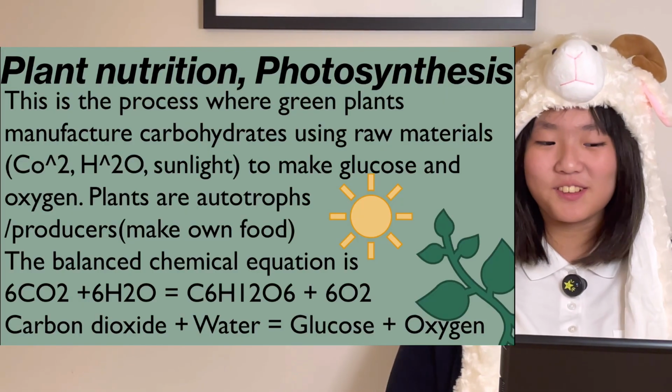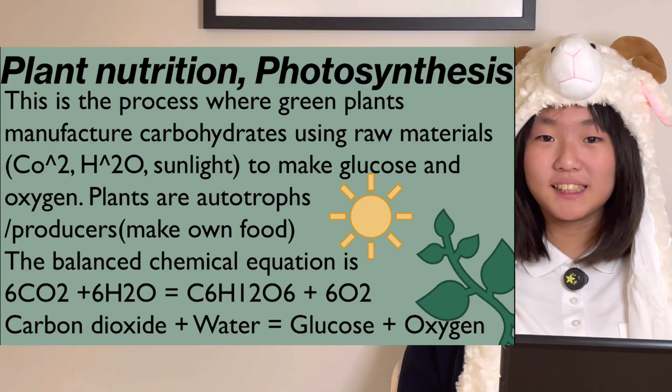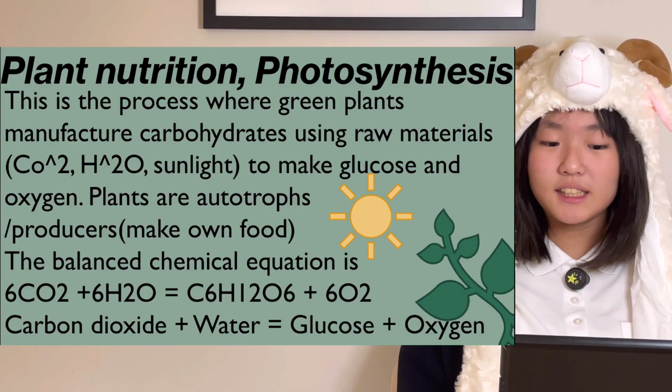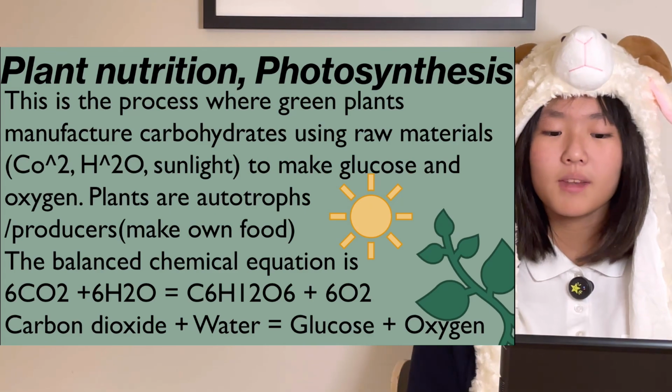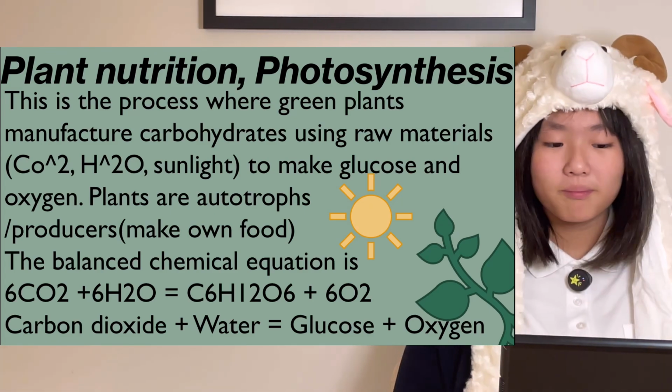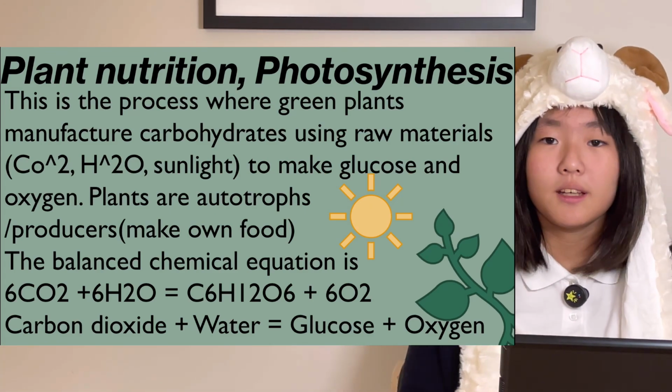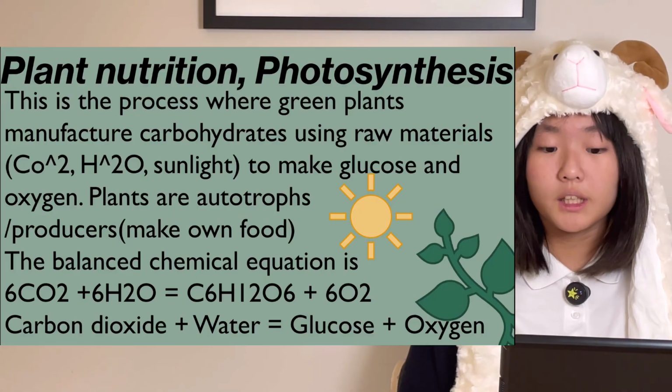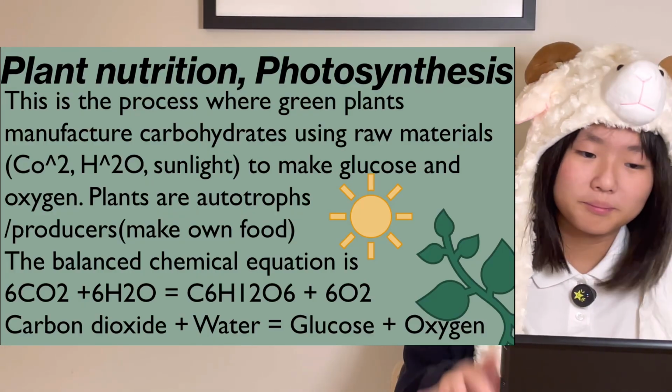The balanced chemical equation is 6CO2 plus 6H2O equals C6H12O6 plus 6O2, which is carbon dioxide added with water, which equals glucose and oxygen.